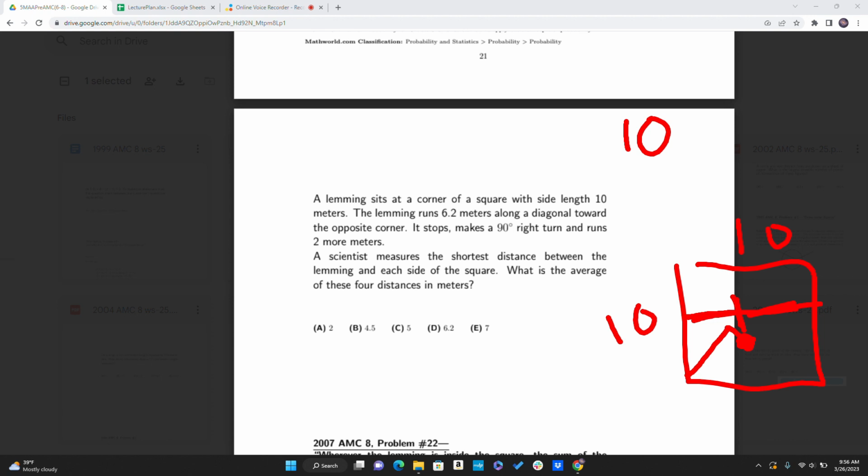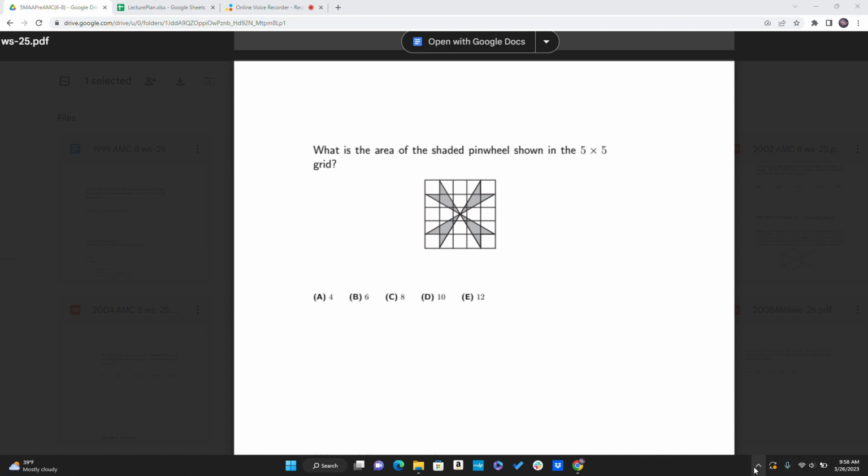Okay, and then you can do the same with the top and the bottom. So it's 10 meters away in total from the top and the bottom, right? Because this distance here plus this distance here is going to give 10 meters. So it's a total of 20 meters away in total from all of them. What's the average of these four distances? Well, we've got 20 total, divided by 4 is 5. Answer choice C. Okay, now we want to know the area of the shaded pinwheel shown in the 5x5 grid.